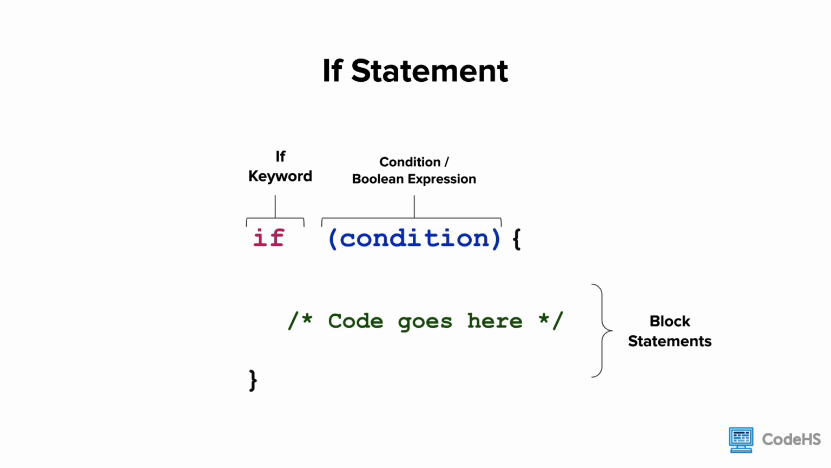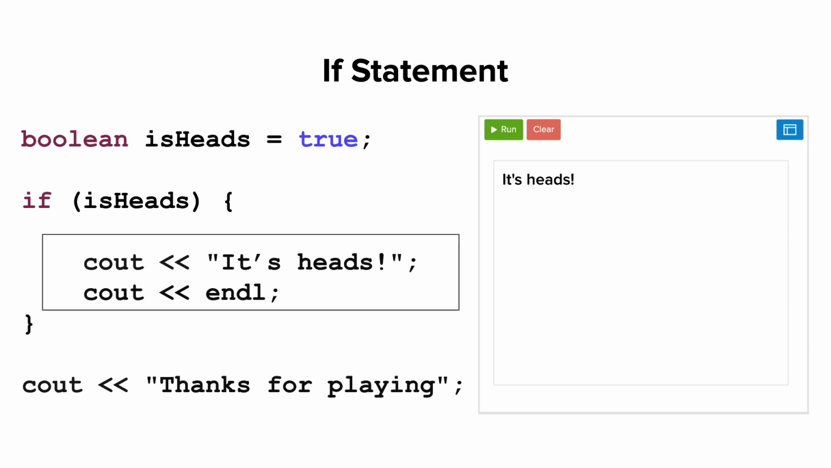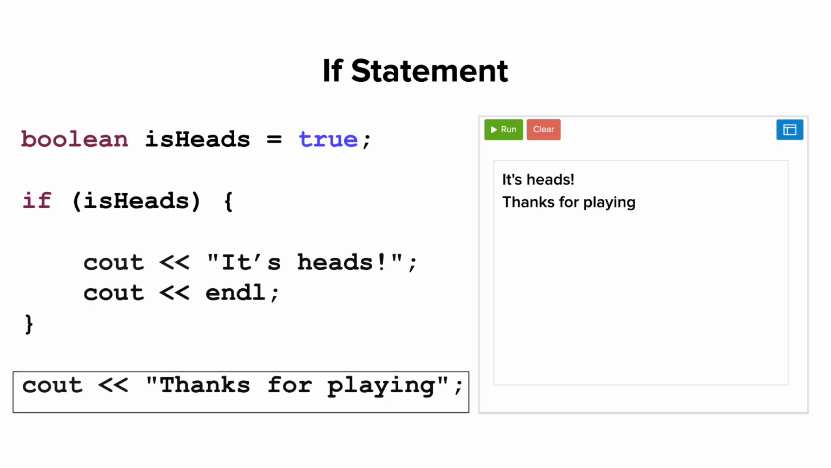Let's take a look at an example. In this example, you have a variable isHeads, and it is assigned a Boolean value of true. The variable is then used as the condition in your if statement. Remember, the condition can be anything that evaluates to true or false. In this case, since the result is true, the code block gets executed and "It's heads" is printed. The code then continues from there and prints, "Thanks for playing."